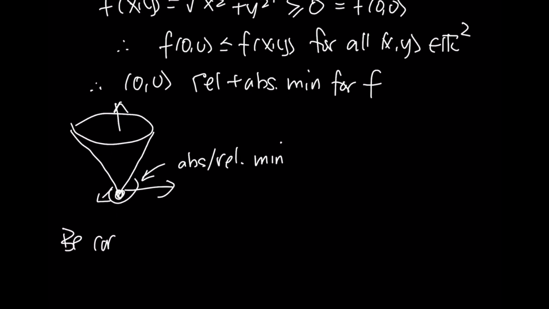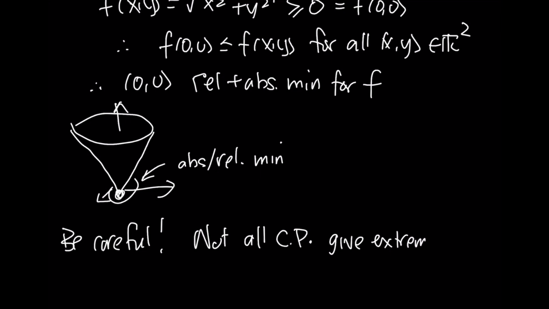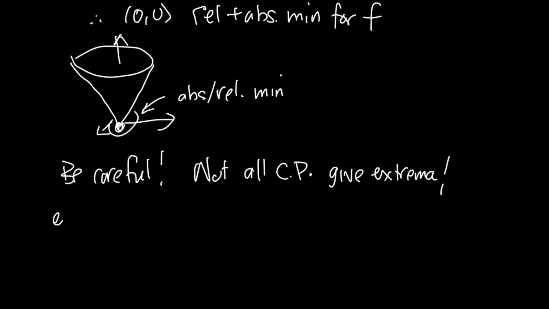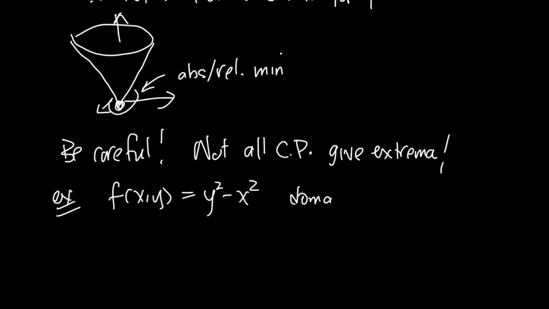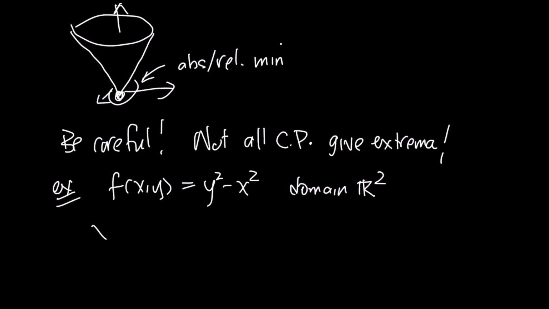Now you have to be careful here. Not all critical points give extrema. And this is just like in the single variable case. If I were to take the function y squared minus x squared, its domain, once again, is all real numbers, just like the previous two examples. The gradient of this function is the vector negative 2x and 2y here.